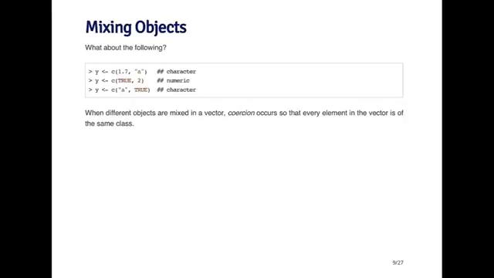So you need to be a little bit aware of the types of coercion that can occur in R when you mix different types of elements in a vector. You won't get an error, but the coercion will happen behind the scenes.